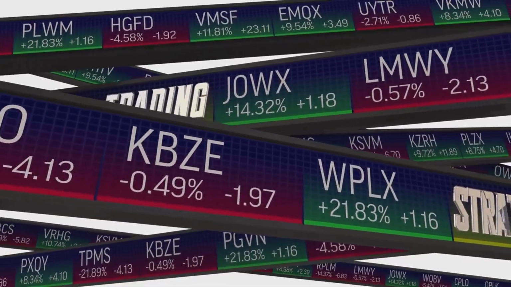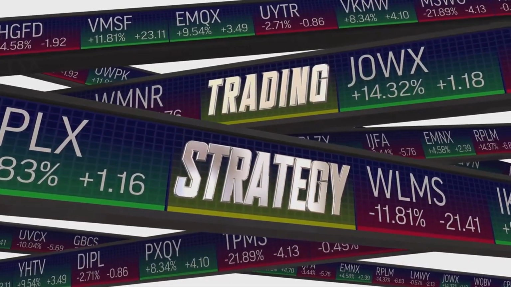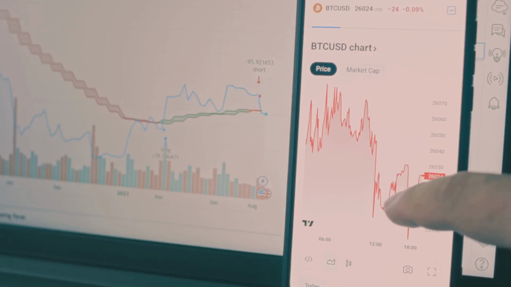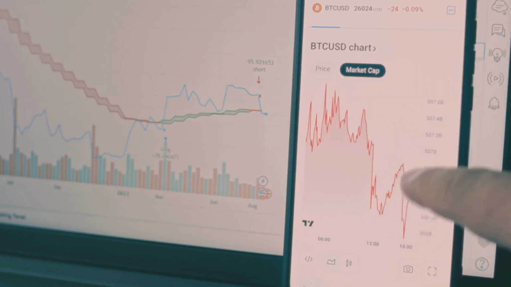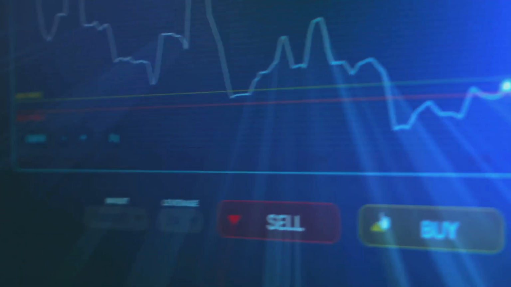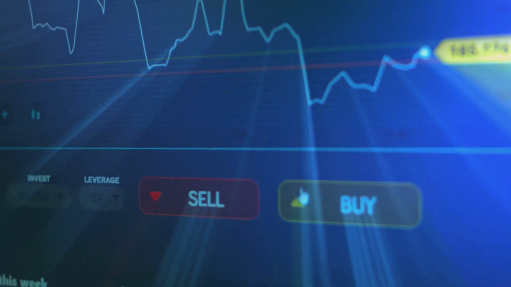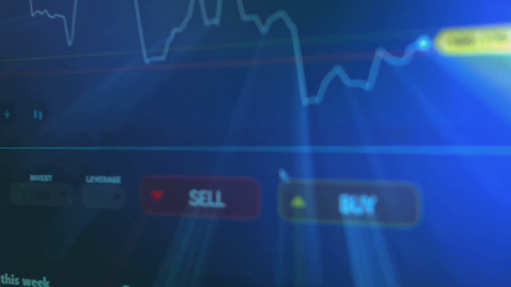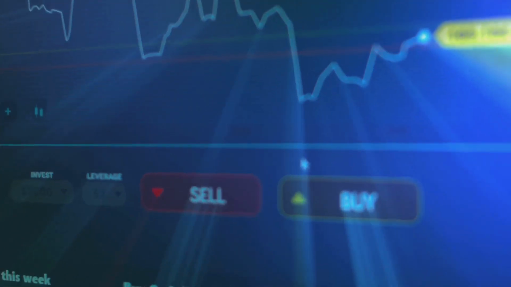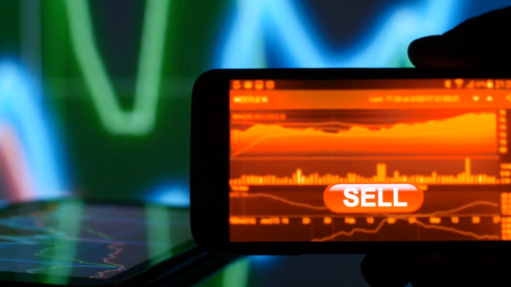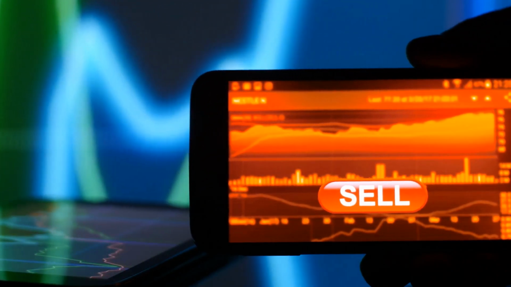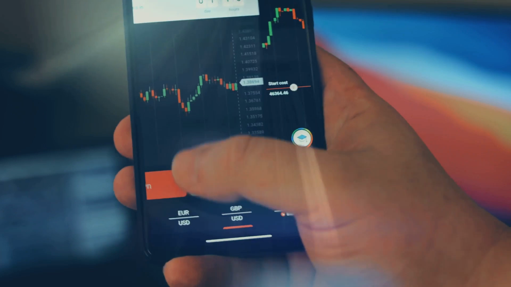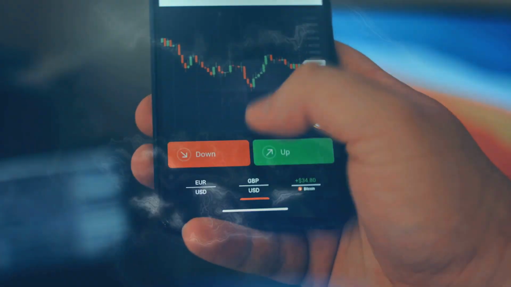The simple moving average crossover strategy uses two different moving averages: a short-term moving average, such as the 50-day moving average, and a long-term moving average, like the 200-day moving average. Here's how it works. A buy signal is generated when the short-term moving average crosses above the long-term moving average. This indicates a potential upward trend. Conversely, a sell signal occurs when the short-term moving average crosses below the long-term moving average. This suggests a potential downward trend. By following these signals, traders can make more informed decisions about when to enter or exit trades.